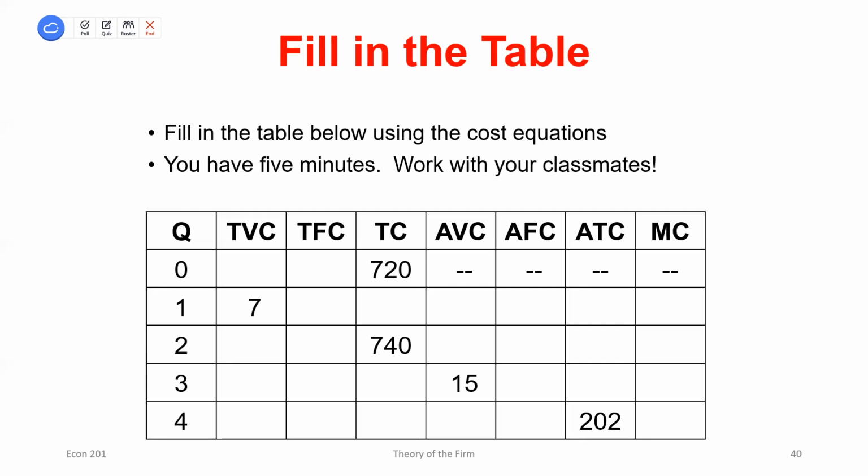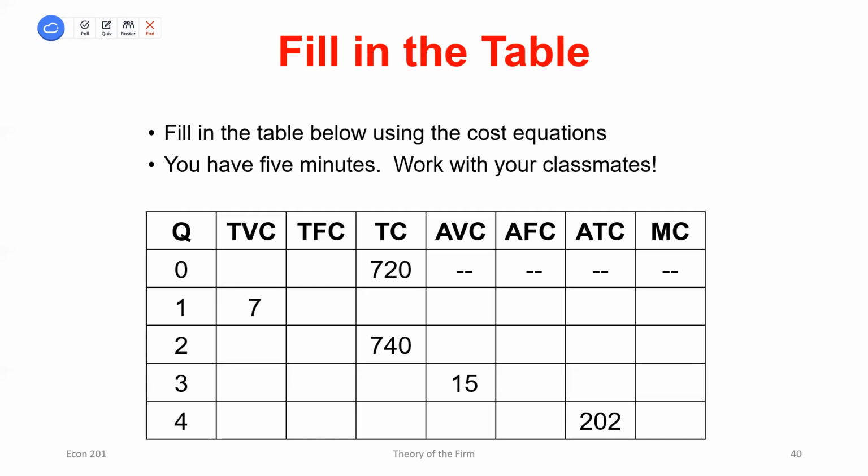720 divided by 4 is 180. So from here, what else can I fill out in this row? This one right here, for a quantity of 1. The only other things I need to find right now are average variable and average total cost.